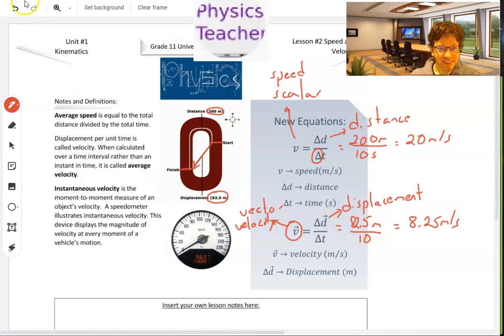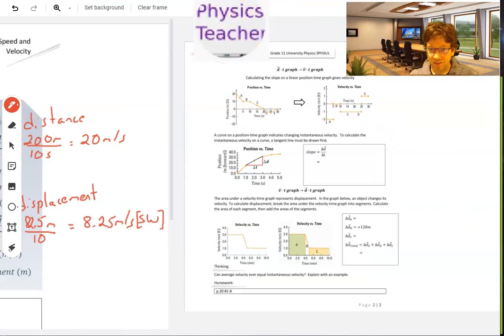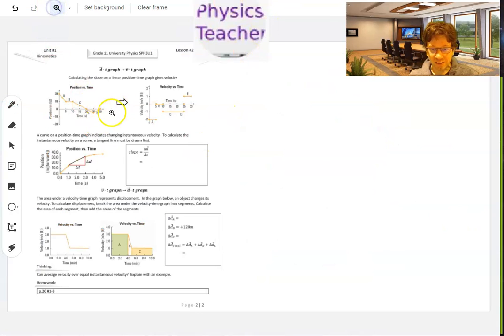Let me just pause. Notice that when we calculated velocity, we got 8.25 meters per second. But since velocity is a vector, we need to put a direction here. Now we don't specifically know the direction, so in our case, we could just put some sort of southwest direction. But I'll go over directions in more detail later in the unit when we go into two-dimensional vectors. But for now, let's look at some examples on the next page. And we're going to look at graphs.